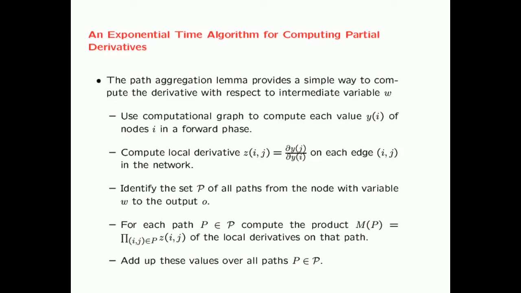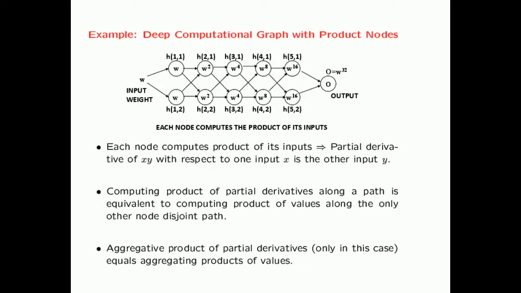Then you're going to identify the set P of all paths from the node with variable w to the node O. And for each path, you will compute the product of the local derivatives, the zij that you computed. And then you're going to add up these values over all paths p in P. And that's it. You have a way to compute the derivative of the output with respect to any intermediate weight in your computational graph. Of course, this is a very inefficient way of doing things.